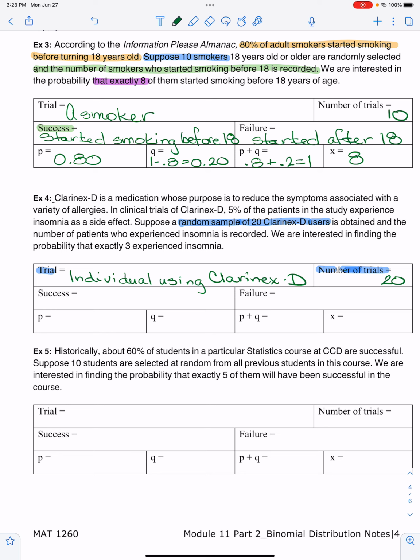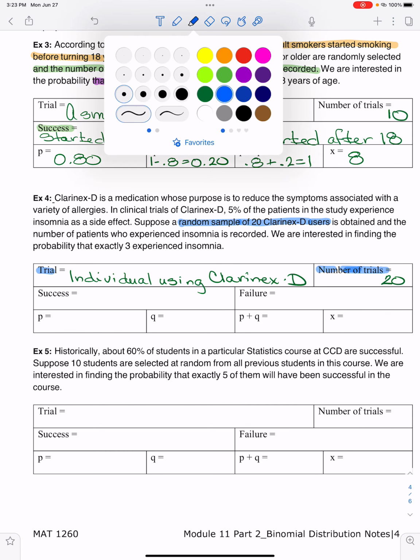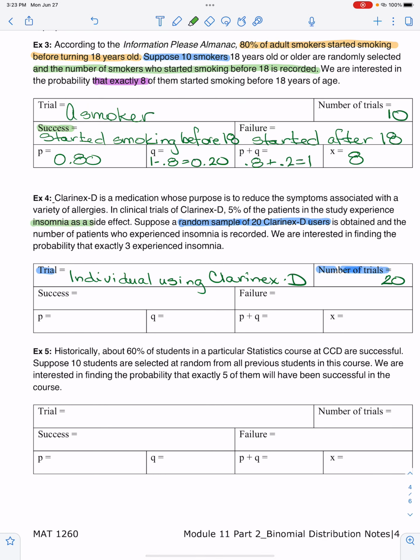Okay. So our success here is insomnia as a side effect. Okay. So our success is insomnia. Again, not a positive success. A failure then would be no insomnia. And I left out an N.